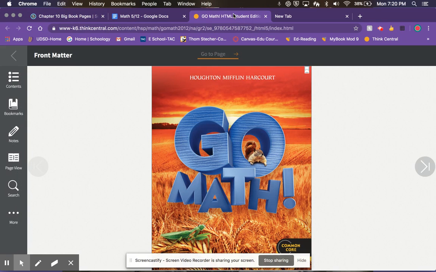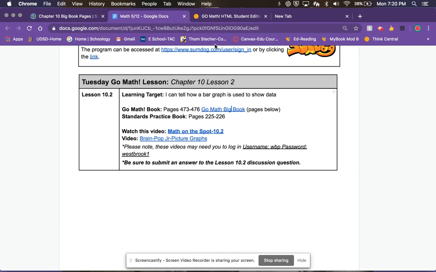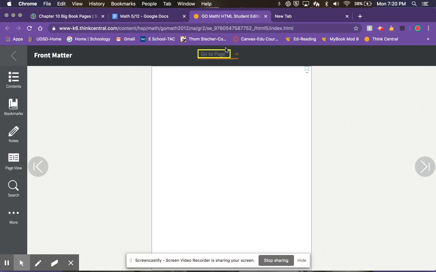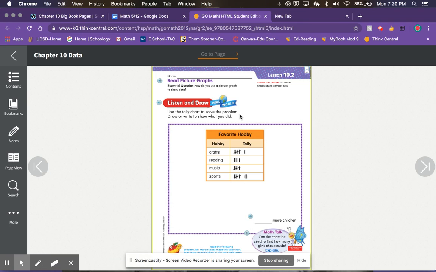If it does open, you can put it into the big math book here. It tells you the page is 473, so you would type that in here. Start with that page. I'm just going to start taking screenshots of things. I know some people are having trouble with the links loading, and I don't know what the problems are. It might just be that you have it on a different computer.